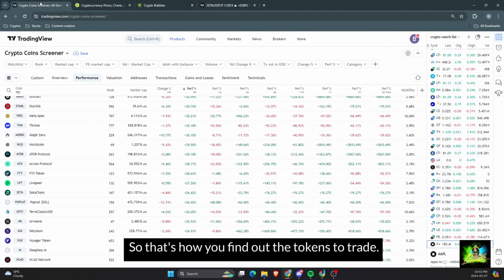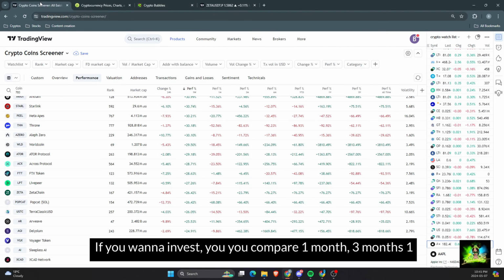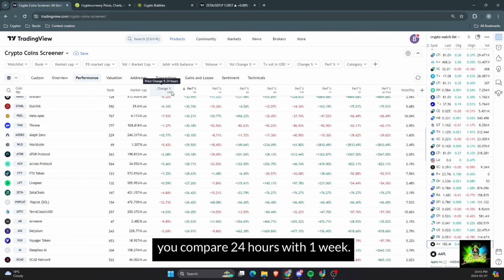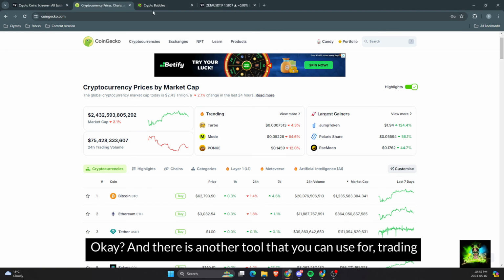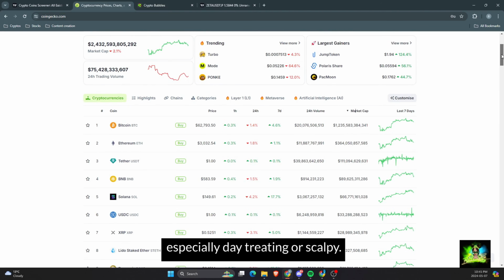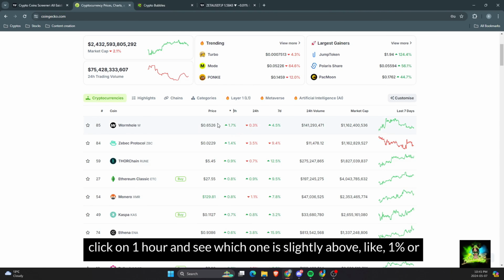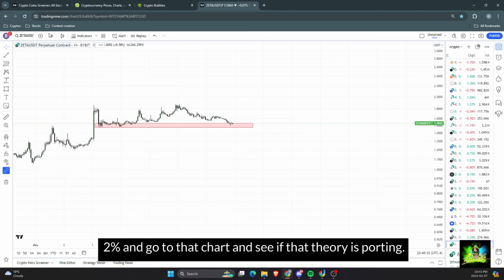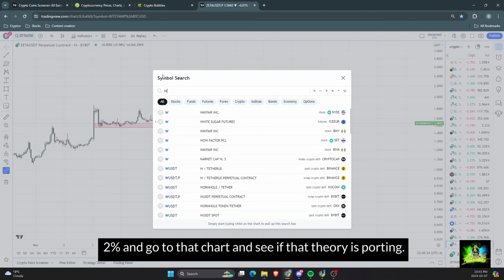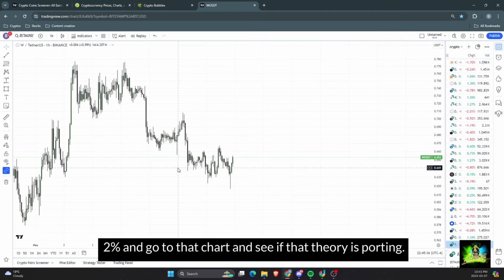Okay, so that's how you find out the tokens to trade. If you want to invest, you compare 1 month, 3 months, and 1 year. And if you want to trade, you compare 24 hours with 1 week. Okay, and there's another tool that you can use for trading, especially day trading or scalping. I'll click on 1 hour and see which one is slightly above, like 1% or 2%, and go to that chart and see if that theory is supporting.